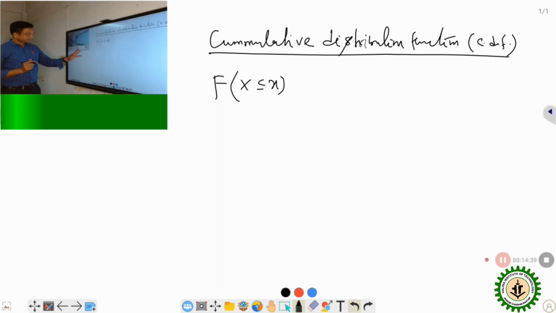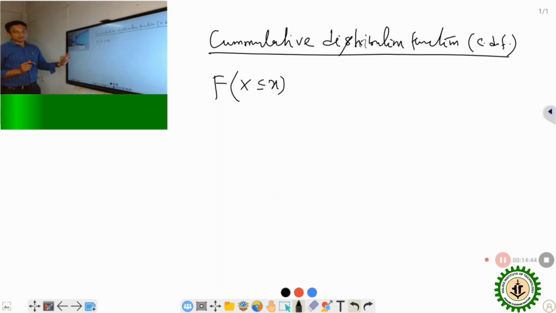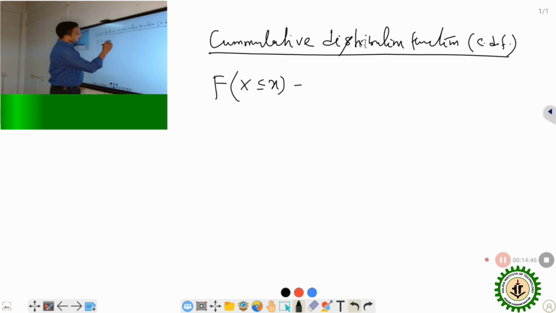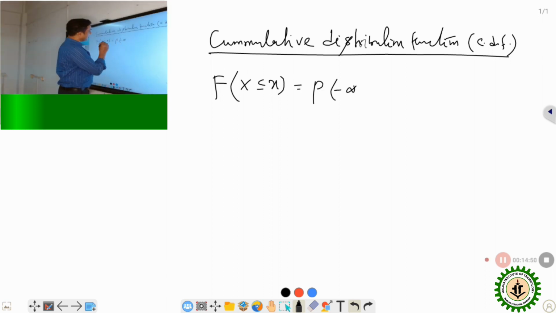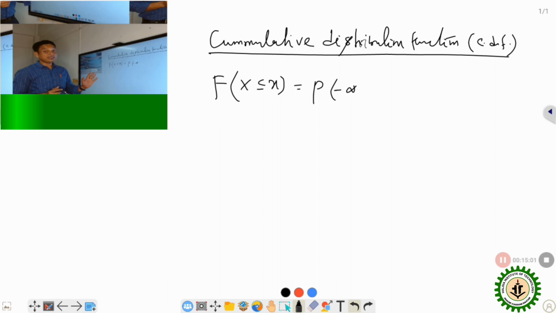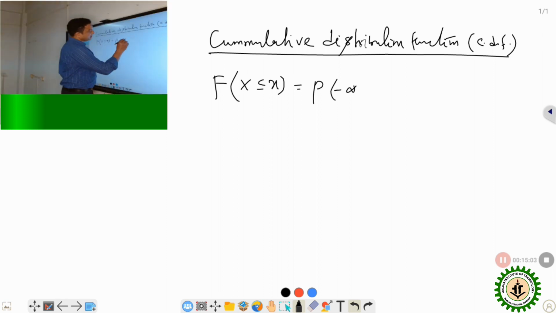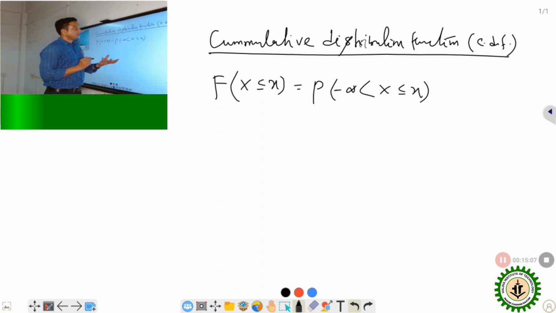Now look at this. You have the upper limit as small x, but you don't have the lower limit. So it is always the probability starting from minus infinity, because the lower limit is not given. So the lower limit will always be the lowest point for a real number, which is minus infinity. Similarly, if the upper limit is not given, you will stop at infinity. So minus infinity less than X less than or equal to small x. This is the thing to find.